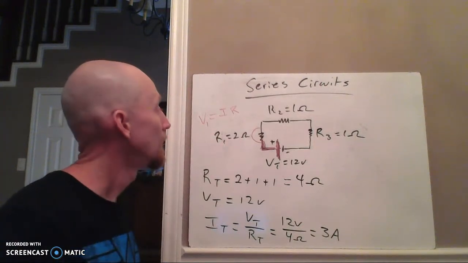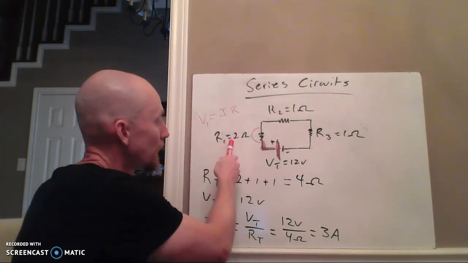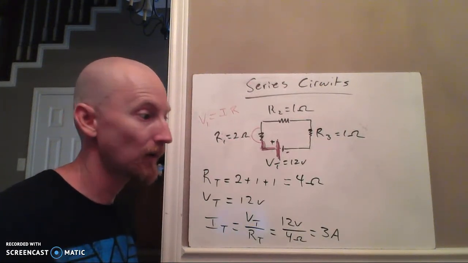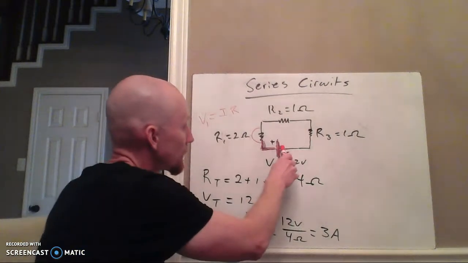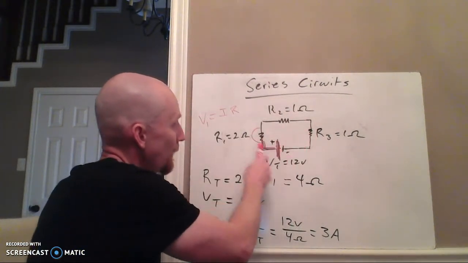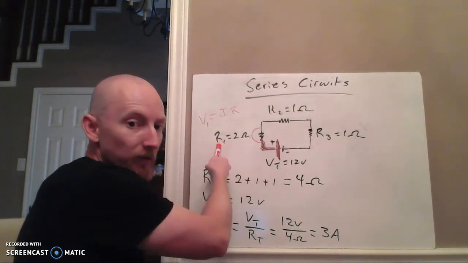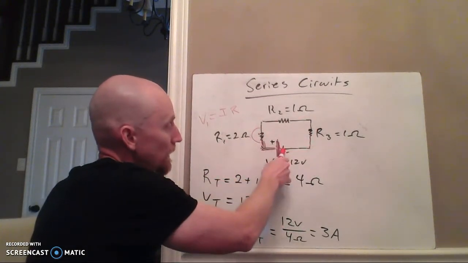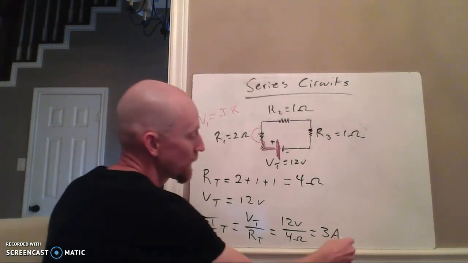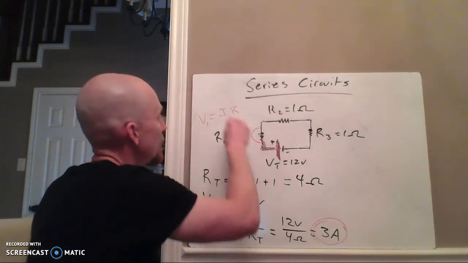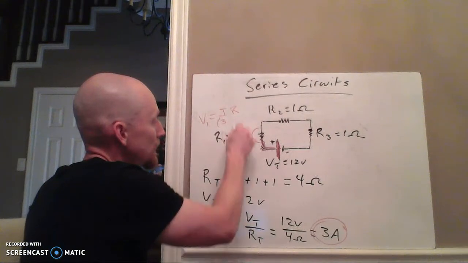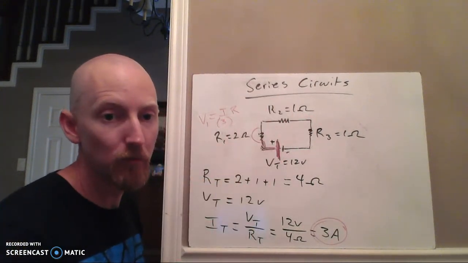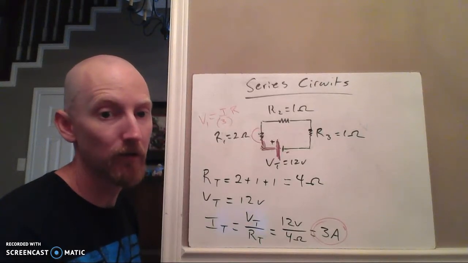Now, how much current does R1 see? So if R1 was standing on the side of the road at a race, and all the runners are going to run this way, how many runners would this person see? Well, they're going to see them all. All the current's going to go this way and back into this side. So if our total current is 3 amps, then the current that this resistor sees is 3 amps. Each resistor is going to see the maximum amount of current.